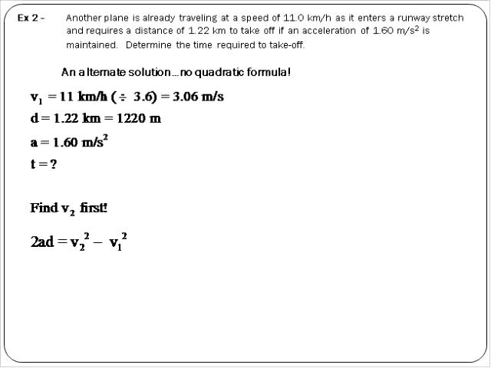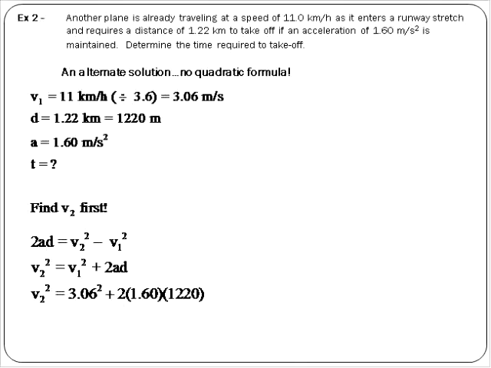That's basically V2 squared equals V1 squared plus 2AD. That's the way it's written on the formula sheet. So we plug our numbers in. Same numbers we had before: the 3.06 for V1, the 1.60 for acceleration A, and the 1220 for D.